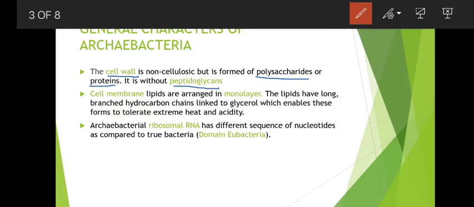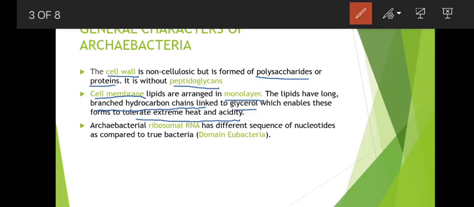And the cell membrane lipids are arranged in a monolayer. So they have a single layer cell membrane, or monolayer cell membrane. The lipids have long branched hydrocarbon chains linked to glycerol, which enables these forms to tolerate extreme heat and acidity. So these branched hydrocarbon chains linked with glycerol make them capable of withstanding extreme conditions of heat and acidity.